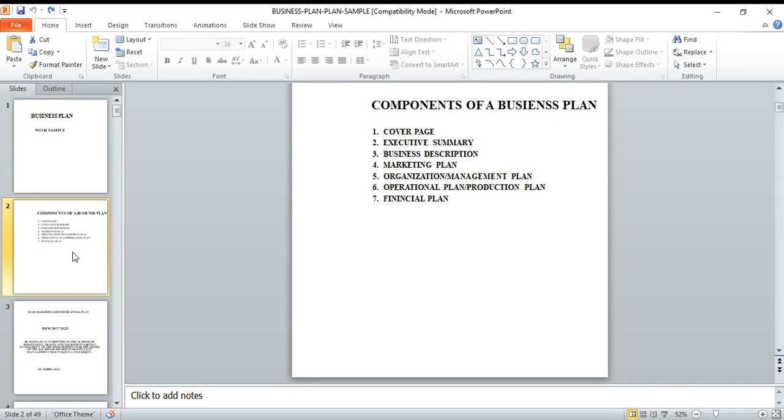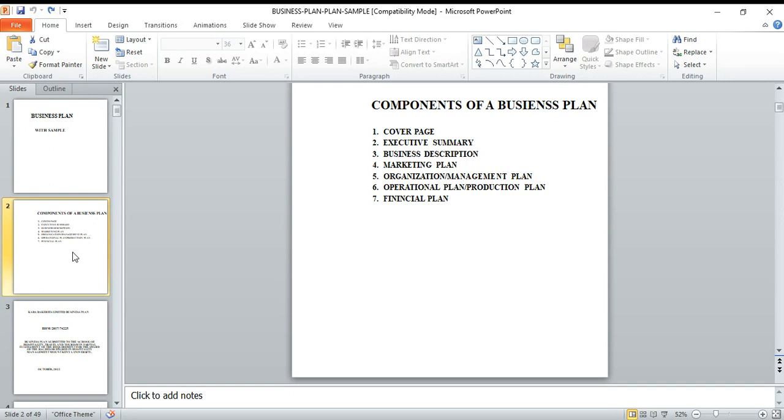Then finally you have what you call the financial plan. This section outlines the financial needs of the business and sources of raising the finance, and also gives the projection of income and expenditure through statements such as cash flow statement and income statement. So these are the seven major components of a business plan. Whenever you are writing a business plan, you should always make sure that you have these seven sections. These are what make up the whole document of a business plan.